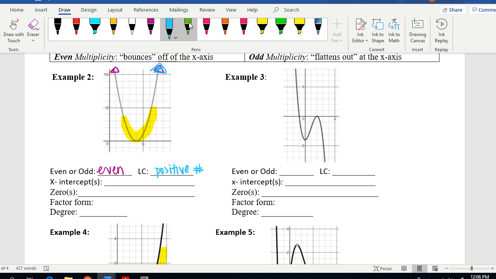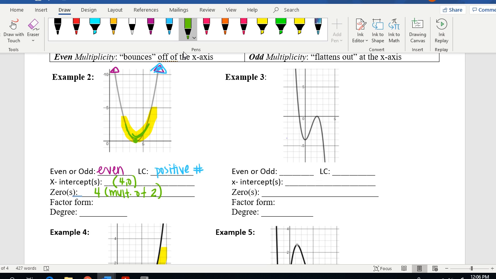So now I'm going to identify my x-intercepts. So if I look, here's my one and only x-intercept, and that is (4, 0). But what I see is that with this x-intercept, it is the bounce. So that means that we're going to say this is 4 with a multiplicity of 2. So all we're saying is that this x-intercept, this solution happens twice.